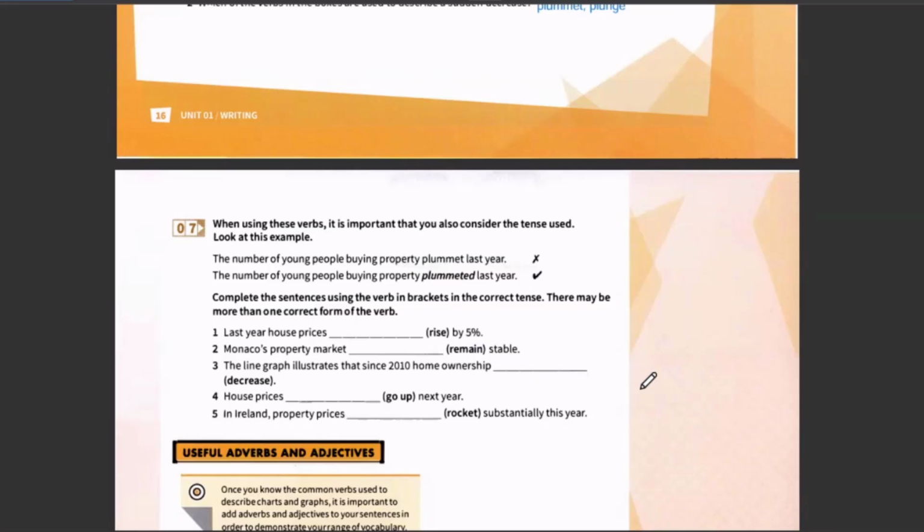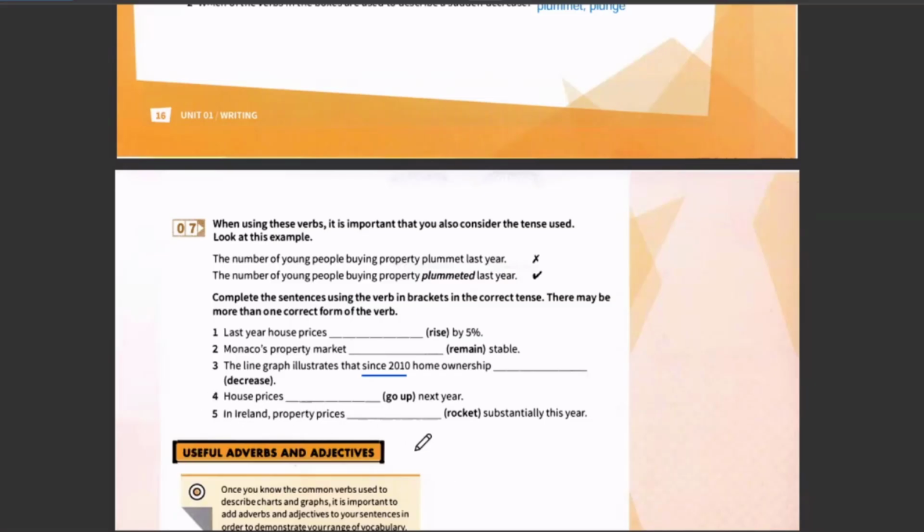You go on. You read it yourself. The line graph illustrates that since 2010, home ownership decreased. Decreased or has decreased. Actually, rather than decreased, has decreased is more appropriate because it says since 2010. Okay? That is why it should be present perfect. Has decreased. Okay, number 4. House prices will go up next year. No, are going to go up next year. Yes, are going to go up next year.